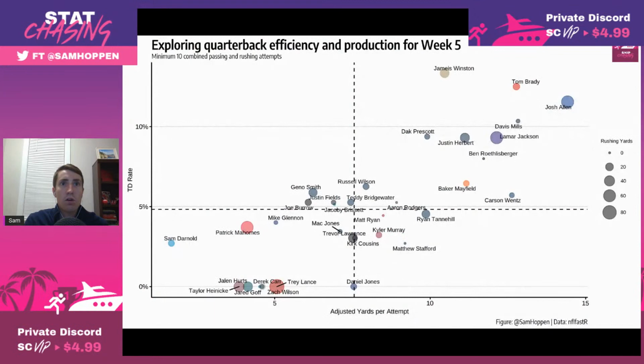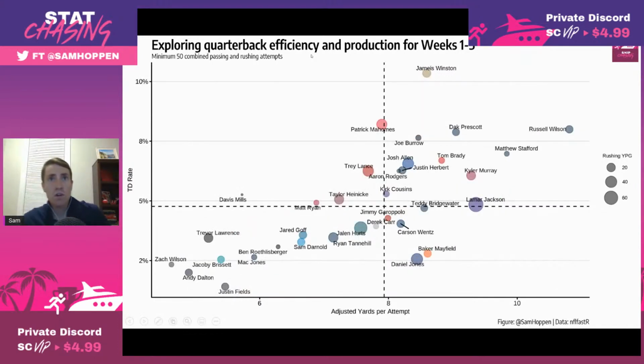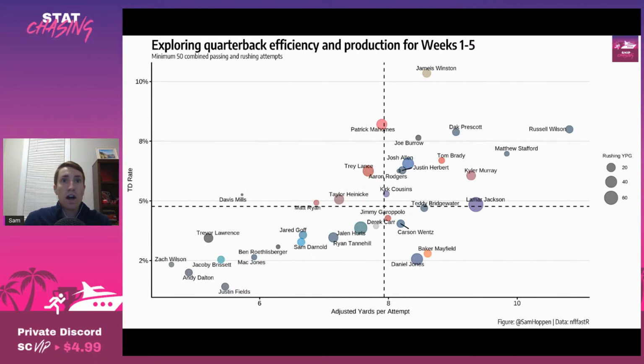So with that, got a lot to get to. So let's get right into it with the quarterback position. If you're watching on YouTube, and I hope that you are, I have just pulled up the quarterback chart for week 5. Actually, let's go back to weeks 1 through 5.